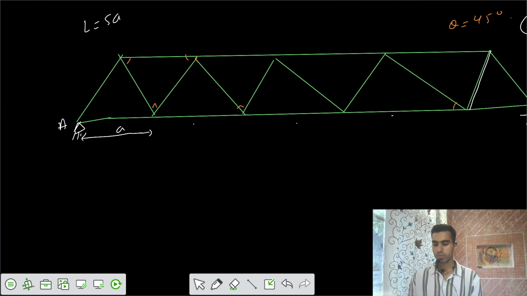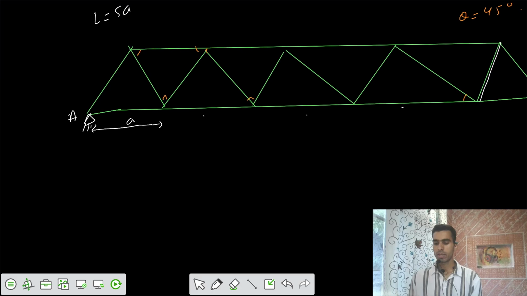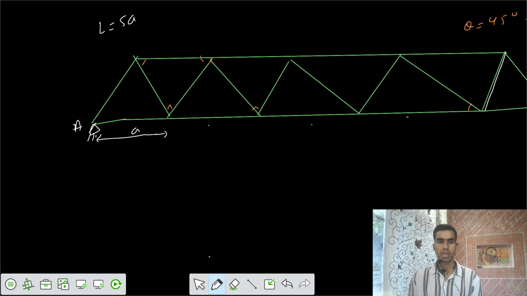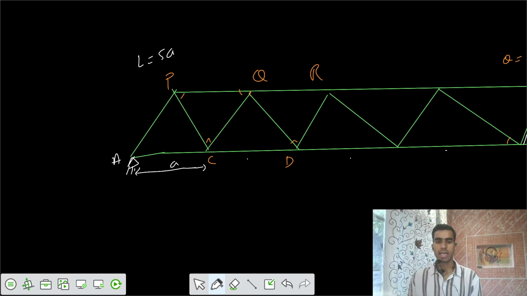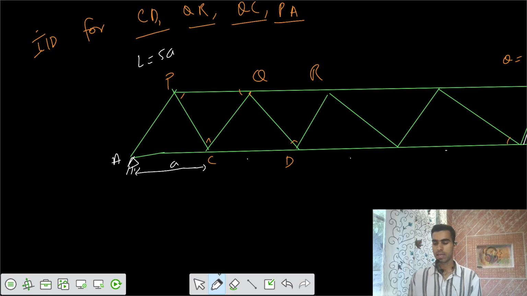We have these members, which we call ACD, PQR. We need to get the influence line diagrams (ILD) for CD, QR, QC, and PA. Let's go for the first case, that's CD.